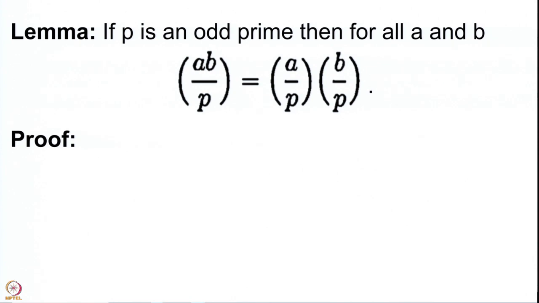So, this is the first lemma that we have in that direction. We will start with an odd prime p. Then for every a and b in the set of natural numbers, so you are taking a and b coming from N, we always have that the Legendre symbol of ab with respect to p is the product of the Legendre symbols of a and b with respect to p.